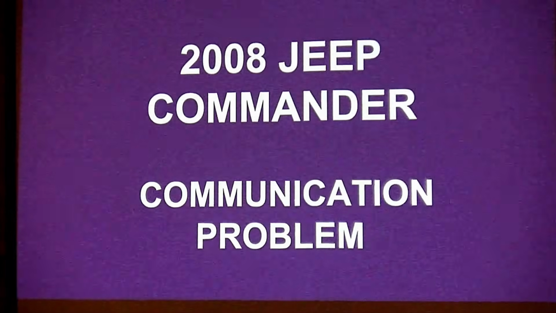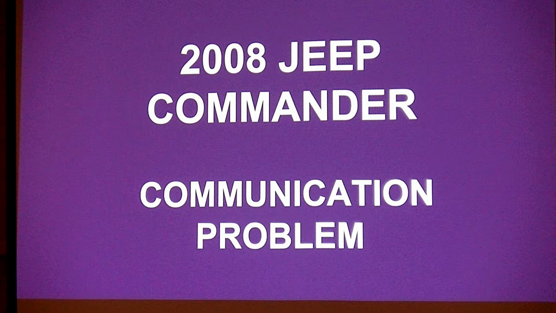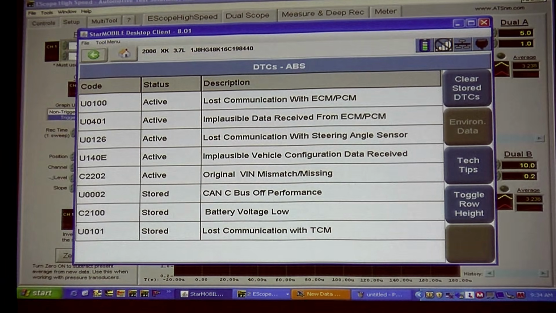We wire around. 2008 Jeep Commander, communication problem. So we've lost the communication with the ECM, PCM. We've got implausible data from the PCM, ECM. We've lost communication to the steering angle. Do you see how all these are active? Always pay attention whether they're active or non-active. If they're active, we have the problem present.